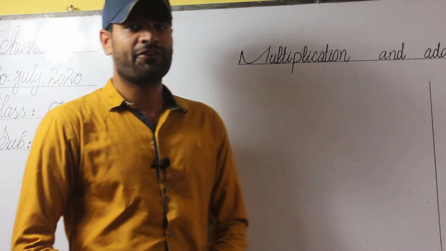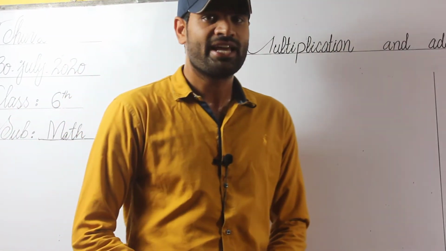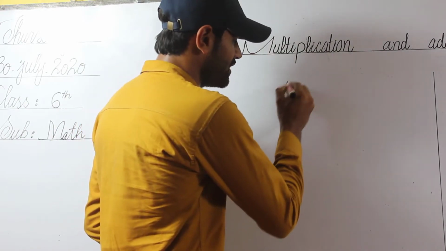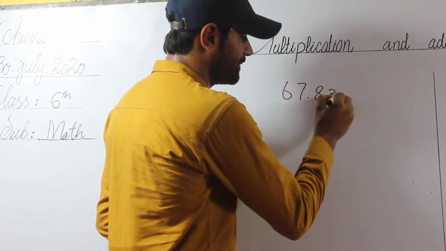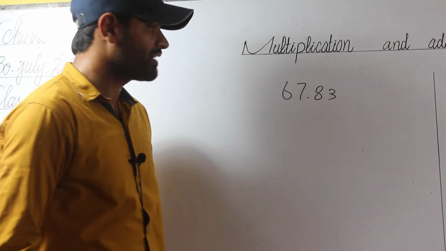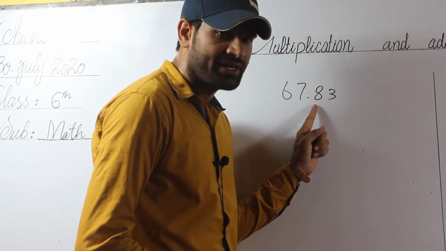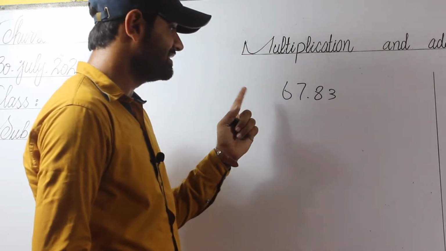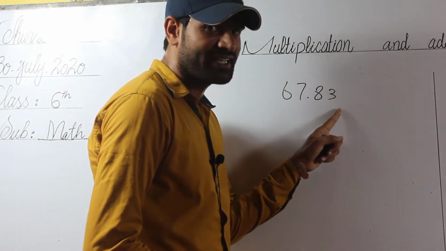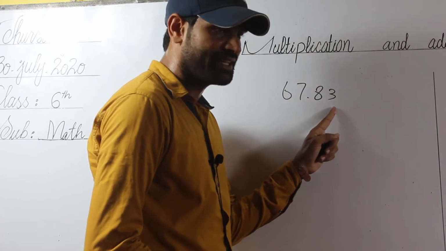Today our topic for 5th and 4th class is multiplication and addition of decimal numbers. Any number which contains a point is called a decimal number, just like 57.83. This is a decimal number, and the digits after the point I call separate, single digits. In 67.83, after the point I call them single: 8 and 3.